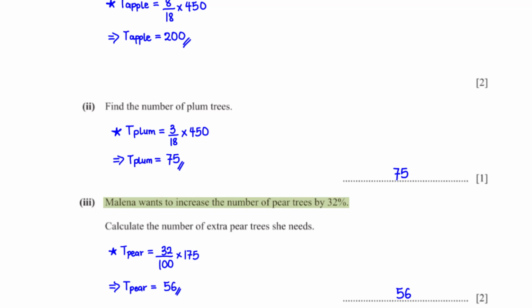Malina wants to increase the number of pear trees by 32%. Calculate the number of extra pear trees she needs. All we need to do is find 32% of the number of pear trees she currently has, which is 175. This gives us 56.